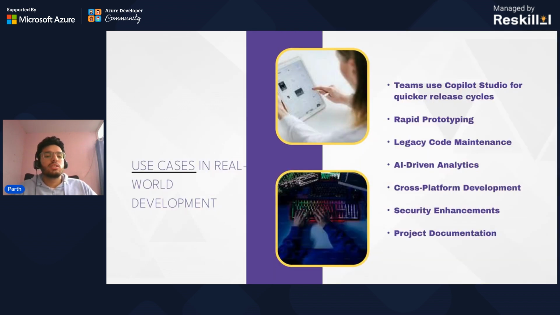All right, so now we will see some use cases of Copilot Studio in real world development. So some use cases are teams use Copilot Studio for quicker release cycles. If you're going to build some project for a client who just wants it right now, like basically the deadline is so close that you don't want to focus on development yourself. You just want to build the code as fast as you can. So Copilot Studio can be used for that. Like we mentioned before, it can handle all the workflow in a development project. So from building to deploying to setting up pipelines, it can do all of that itself. So that's how you can help your team for quicker release cycles as well.